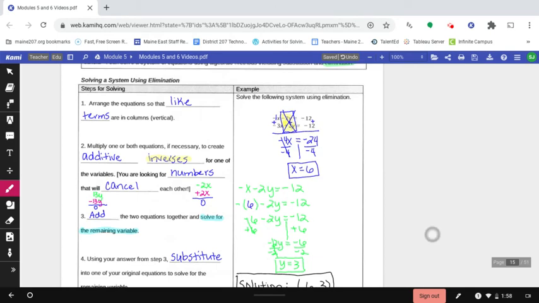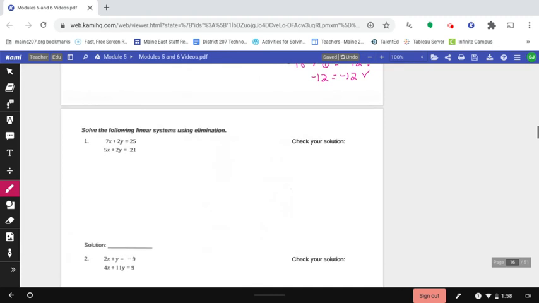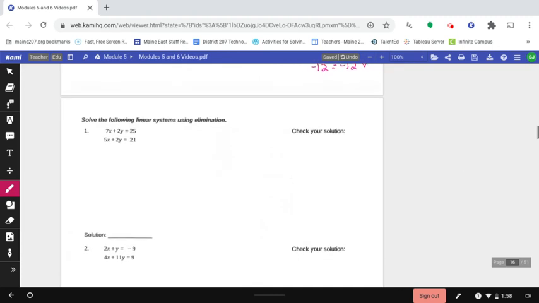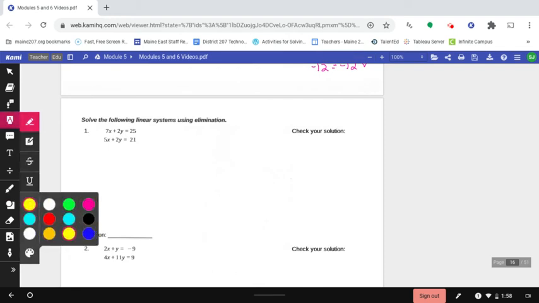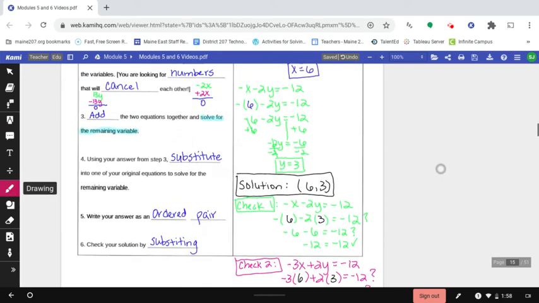Now I know that that's a lot of steps, so we are going to do another example together before I let you go. So now we're at the top of page 14 here, and we're going to do this first example problem. The directions tell us solve the following linear system using elimination. So like I said earlier, to eliminate means to get rid of. So we are going to be looking to get rid of one of the variables so that we can solve for the other.